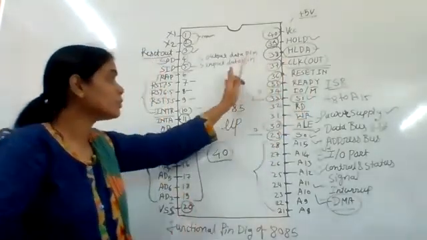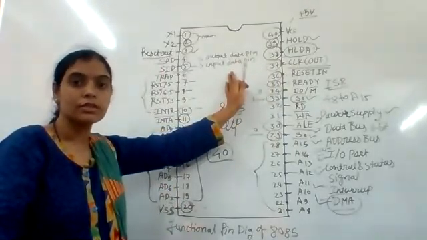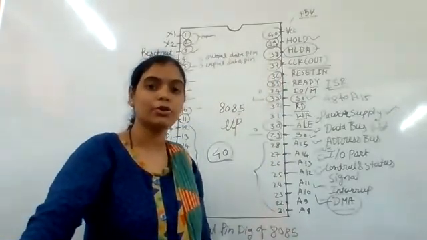So all these are the 40 pins. This is all about our pin description of the 8085 microprocessor.